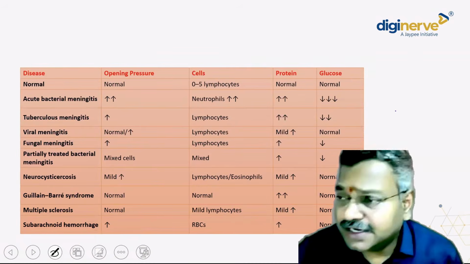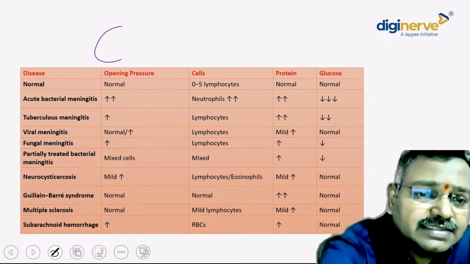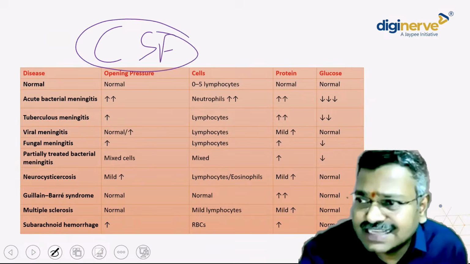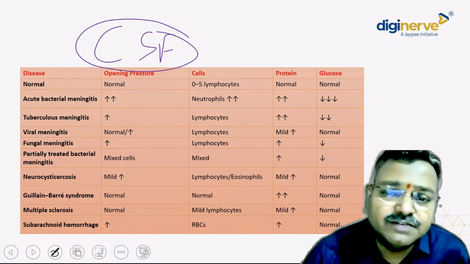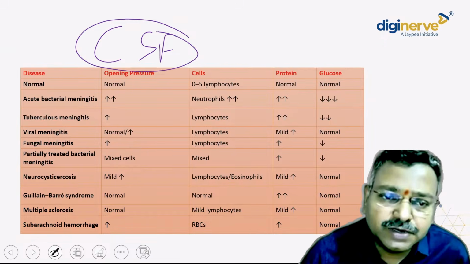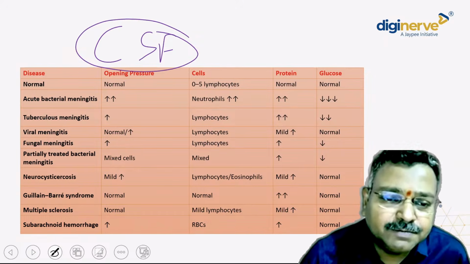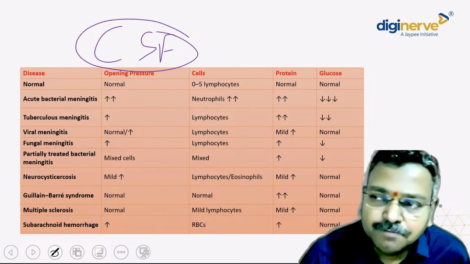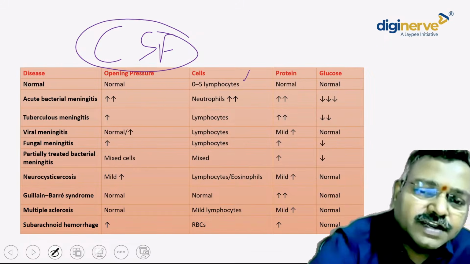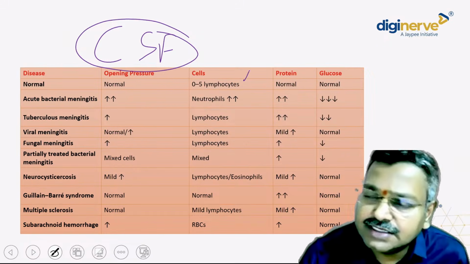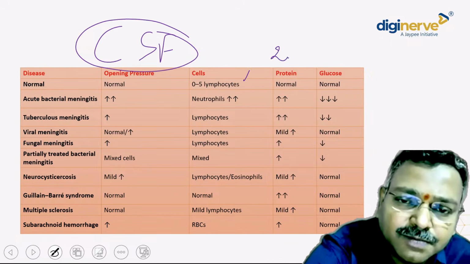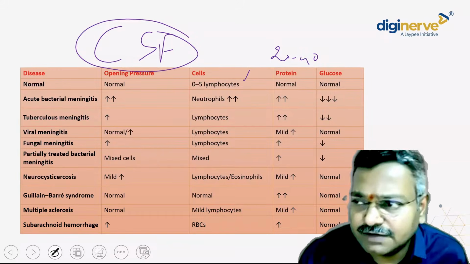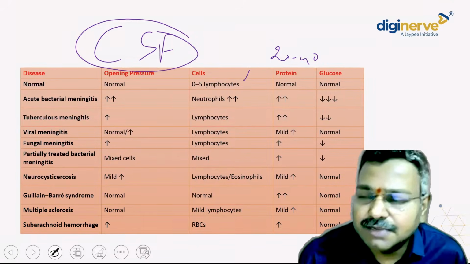The other important thing that is commonly asked is the CSF findings. You get a lot of questions on MCQs with the CSF reports, and what are the features that you would see in that. So remember the opening pressure. The opening pressures are usually elevated in all the meningitis. And remember the normal: 0 to 5 lymphocytes is normal. The protein is around 20 to 40. That's a normal protein. And glucose, there's no fixed value. It is 2/3 of the plasma glucose. So you should always remember that.